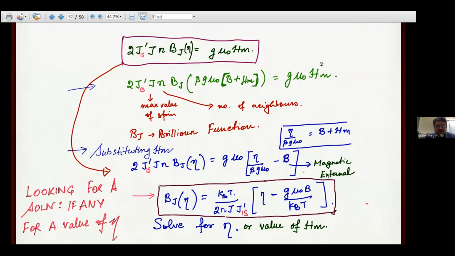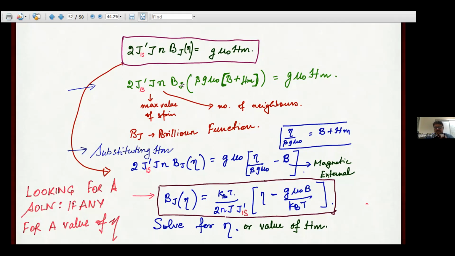Now we're up for some algebra. So what we have written is 2J, g J, the spin quantum number, which for the Ising case should be half and minus half, but I've written it in general following the Kittel convention. N, the number of neighbors, into the Brillouin function J, equal to g mu 0, the Landé factor, into the Bohr magneton, into HM. But remember, inside eta, what is eta? It is beta g mu 0 (B plus HM).